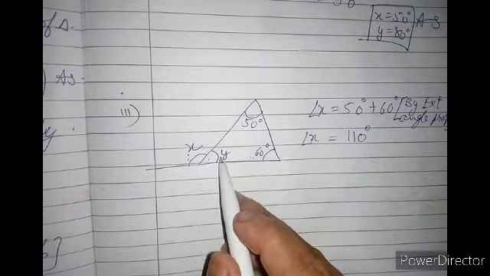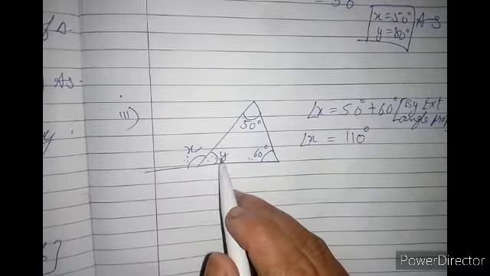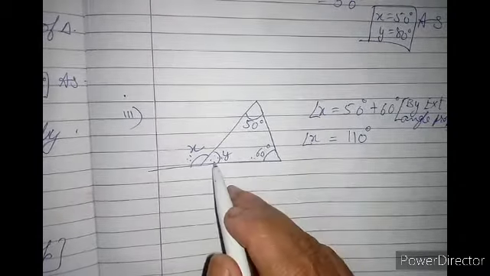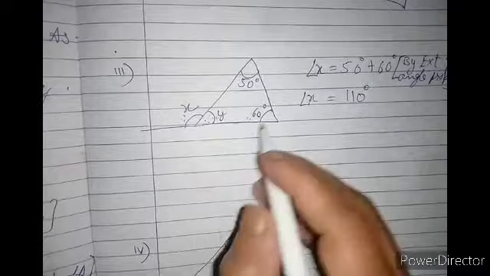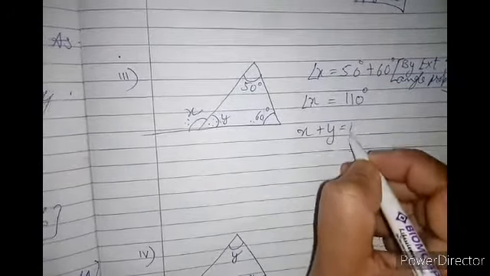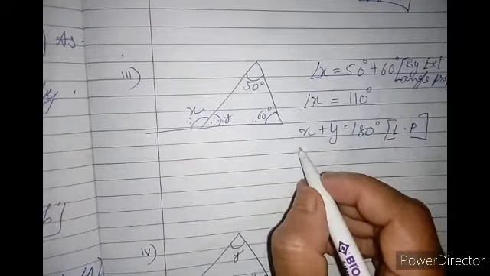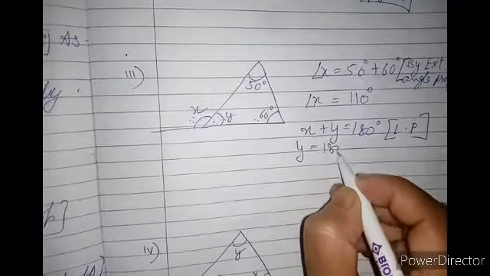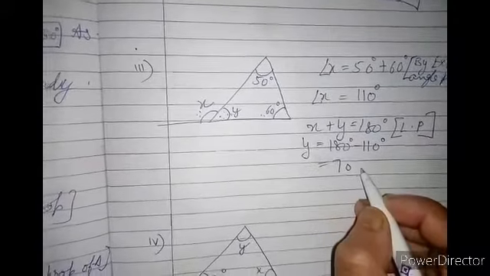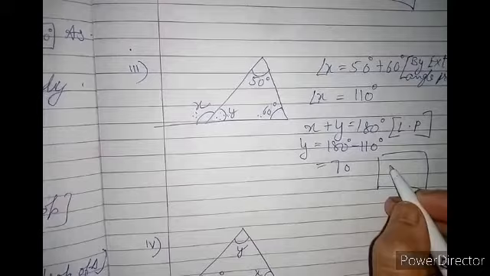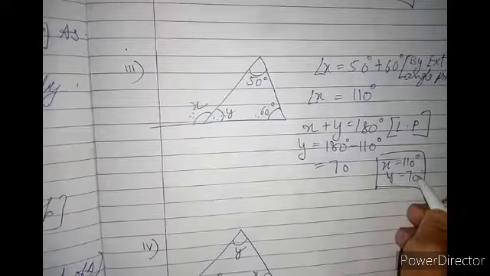Now x and y are forming a linear pair. You can write x plus y is equal to 180 degree, or by the angle sum property also, 50 plus 60 plus y is equal to 180 degree. By any method we can find it. So x plus y is equal to 180 degree, because of the linear pair. Now x we already know is 110, so y is equal to 180 minus 110 degree. So we get y is equal to 70 degree. Write the answers also: x is 110 and y is equal to 70 degree.